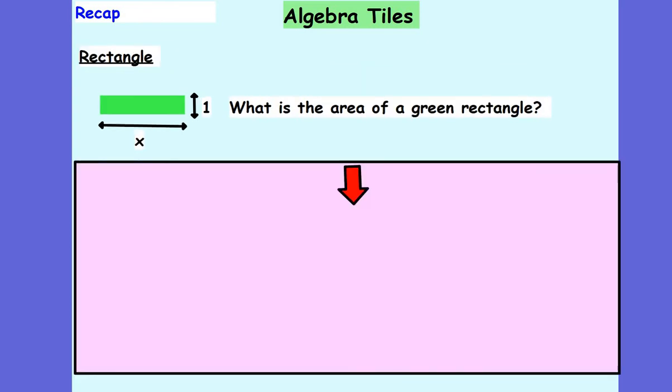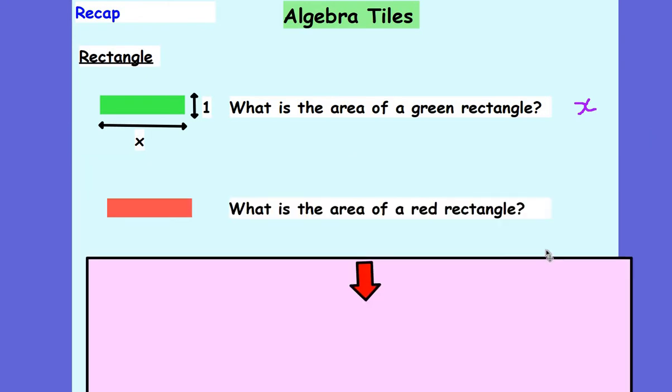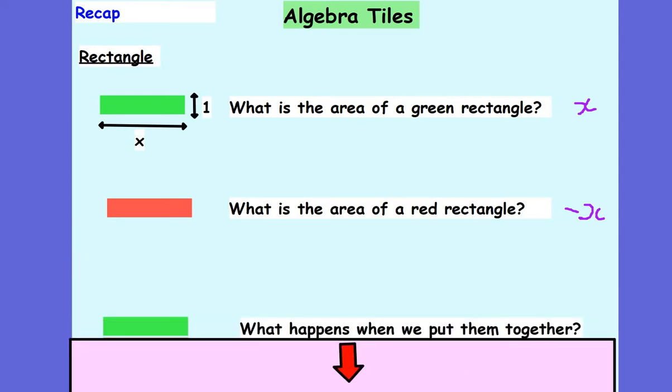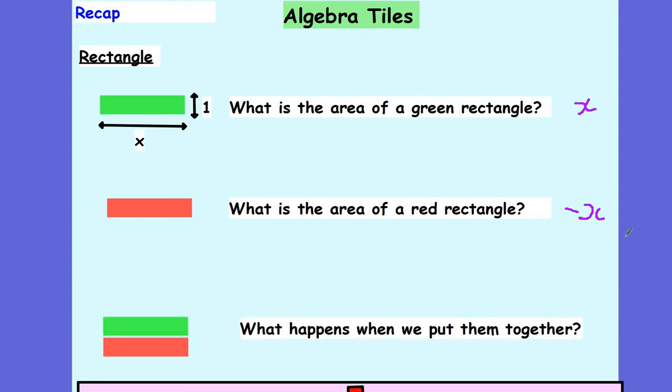Let's do another. I had a green rectangle. What was the area of my green rectangle, please, Genevieve? Correct, my green rectangle is worth X. So what's my red rectangle, please, Albie? Correct, my red rectangle is negative X. So what happens when I take a red rectangle and I put it together with a green rectangle, Oliver? Great, they cancel out, it's a 0 pair, we get nothing.